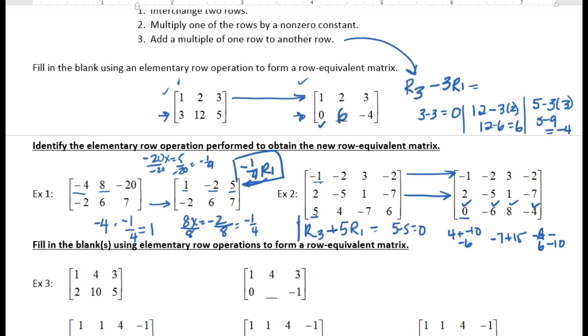This is how I would report what we did. We took row 3 and we added 5 times row 1. Now, you have to get used to it, and you'll have some trial and error, and that's okay. But you want to make sure that whatever operation you think it is, it works on every single term. So let's try this some more.